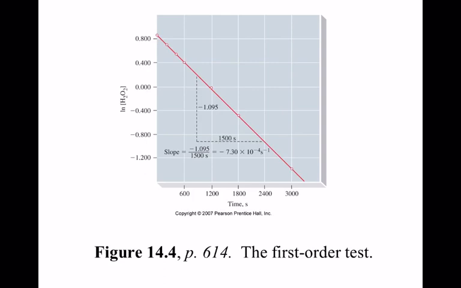An example of something that is first order is the decomposition of hydrogen peroxide. So H2O2 decomposing into water and something. I should know this, because we just looked at it the other day. But anyway, this actually is the natural log of the reactant, in this case H2O2, versus time. The line is straight. It passes the first order test.